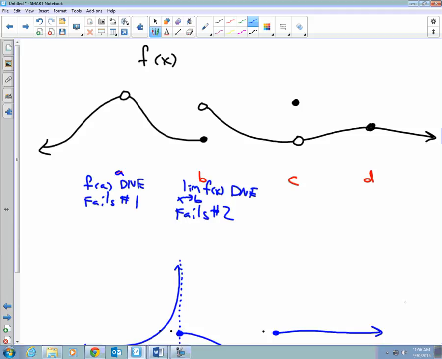Yep. C. Does f of c exist? Yes. Does the limit exist? Yes. Is the limit the same as the output? No. So the limit as x goes to c of the function is not the same as f of c. So it fails number 3. We'll look at D.